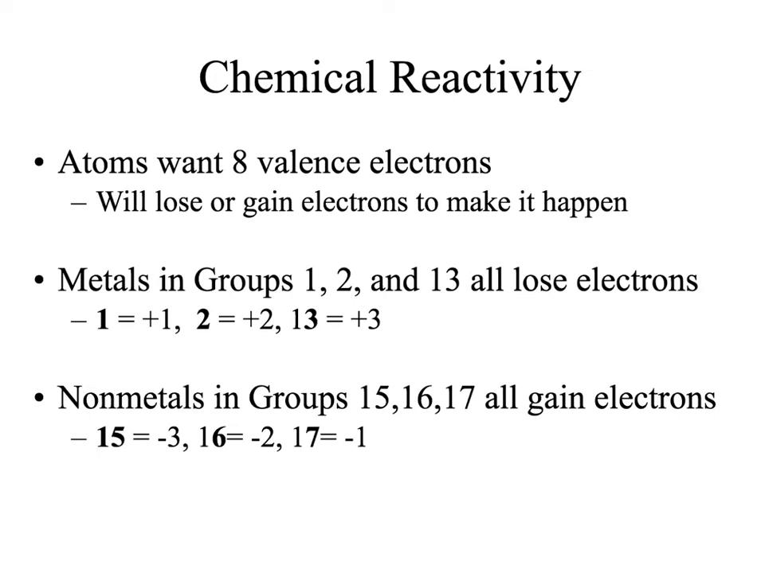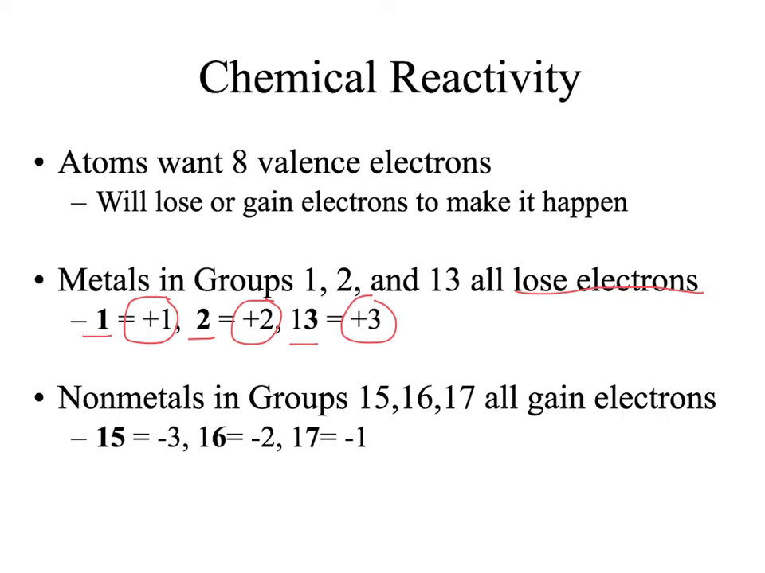Atoms do want 8 electrons, and that's what makes them lose or gain electrons to get that full 8. And metals tend to lose electrons. So in groups 1, 2, and 13, they want to lose 1, 2, or 3 electrons, which actually, if we look into charge, losing electrons gives you an overall positive charge, because once you have less electrons, you have more protons, leaving behind a positive charge.